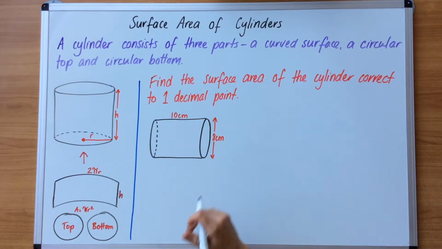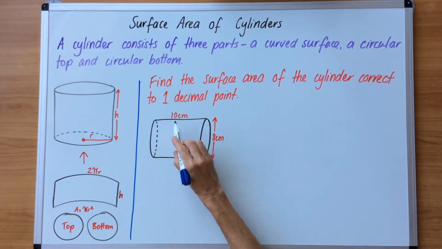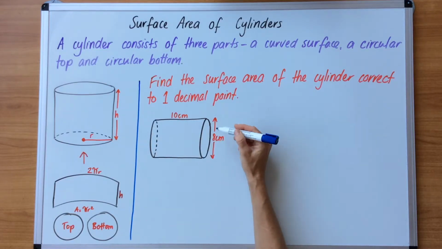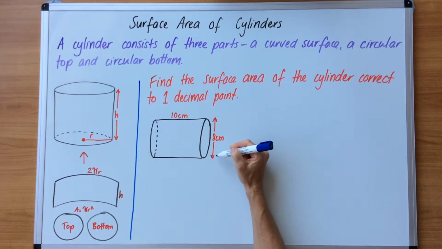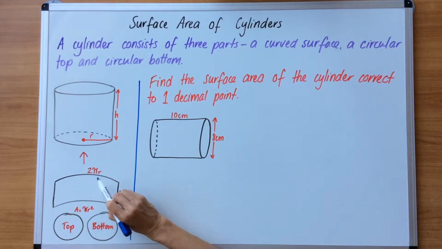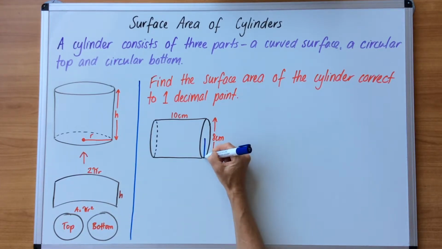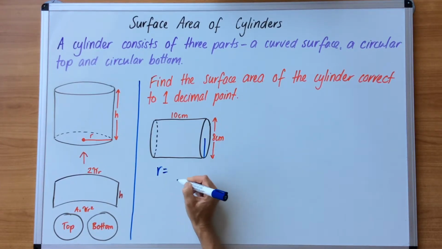Let's take a look at this question here. It says, find the surface area of a cylinder correct to 1 decimal point. Well, I've been given a cylinder here with a height of 10 centimeters and a diameter of 8. Now I know based on my rules here, I'm going to need a radius. So I'm going to find the radius before I even start.